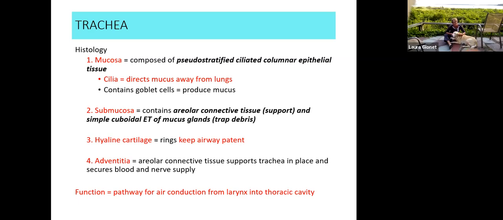And then the outer connective tissue layer is called the adventitia layer. It's composed of areolar connective tissue. Like any outer connective tissue layer of any organ, it helps to support it and affix it into its location. It helps secure blood vessels and nerves to the structure. We call it adventitia when it's in the thoracic cavity. Once we have organs that are outside the thoracic cavity, in the abdominopelvic cavity, that outer connective tissue there is called serosa.